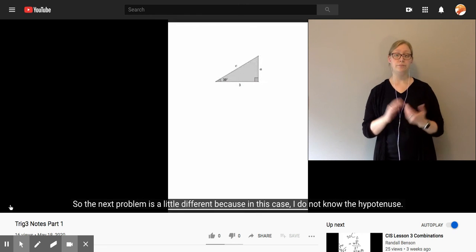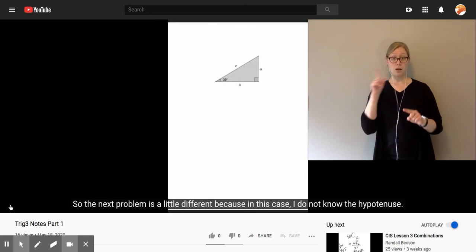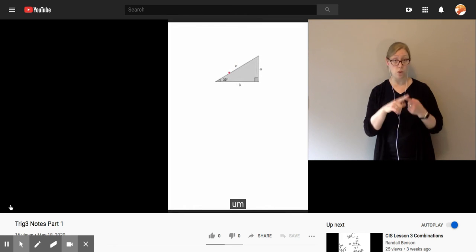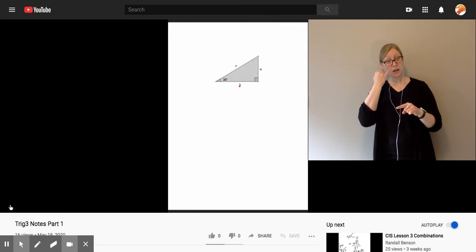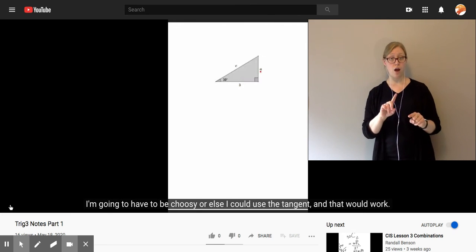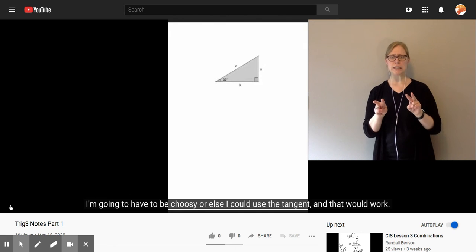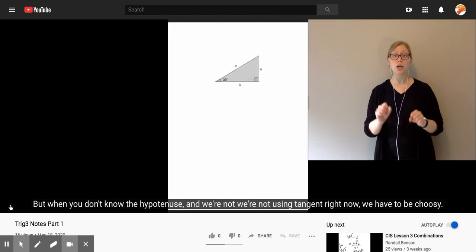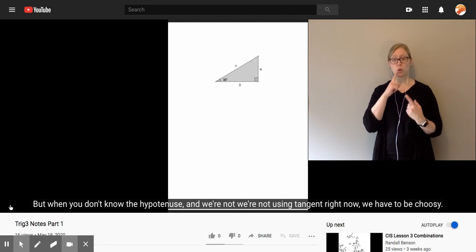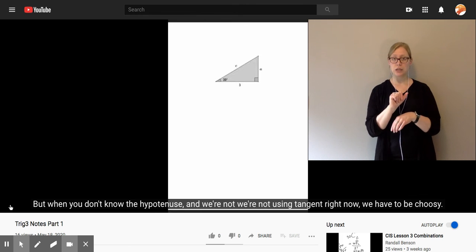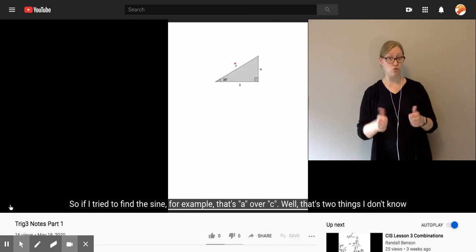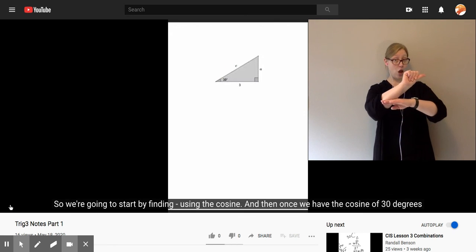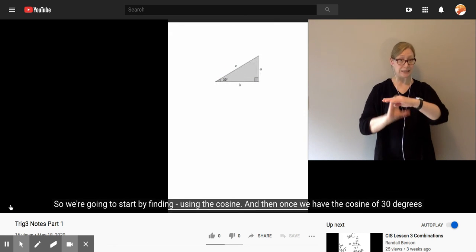So the next problem is a little different because in this case, I do not know the hypotenuse. And when you don't know the hypotenuse, depending on whether I know the opposite or the adjacent side, I'm going to have to be choosy, or else I could use the tangent, and that would work. But when you don't know the hypotenuse, and we're not using tangent right now, we have to be choosy. So if I tried to find the sine, for example, that's A over C. Well, that's two things I don't know. So we're going to start by using the cosine.